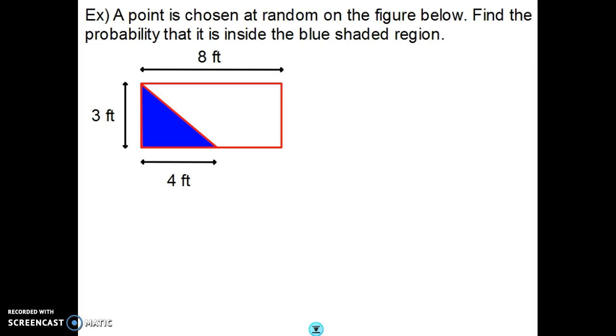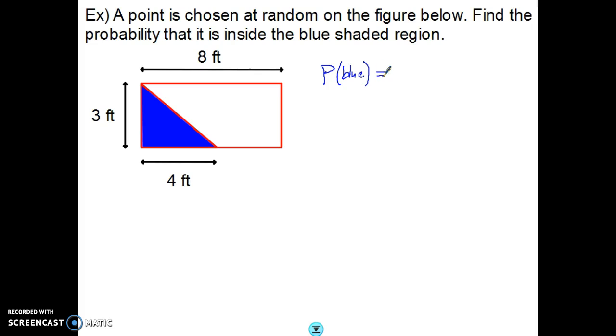Another geometry problem here. A point is chosen at random on the figure below. Find the probability that the point is inside the blue shaded region. So again, our calculation is going to come down to an area comparison. So the probability that we hit the blue shaded region is the question.